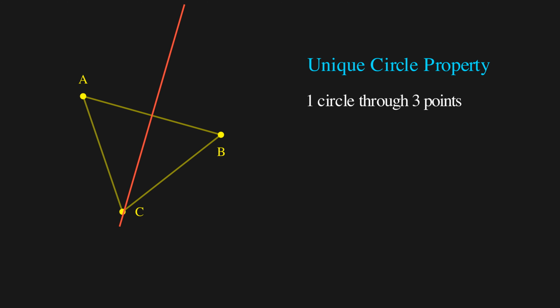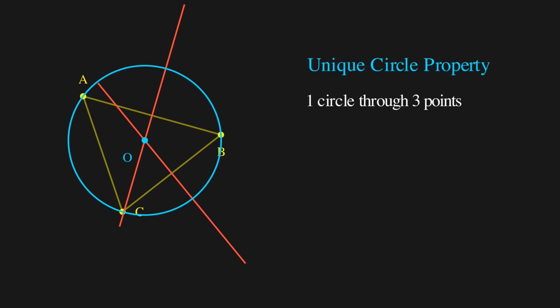To find a center equidistant to A and B, we draw the perpendicular bisector of segment AB. Similarly, to find a center equidistant to B and C, we draw the perpendicular bisector of segment BC. Where these 2 bisectors intersect is the unique circumcenter. Using this point as our center, we can draw the perfect circumcircle passing through all 3 points.